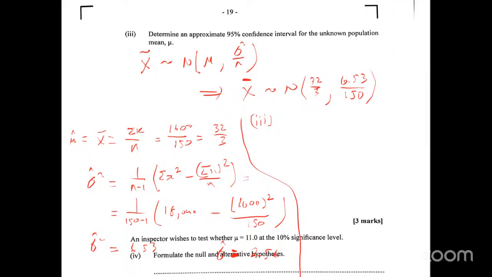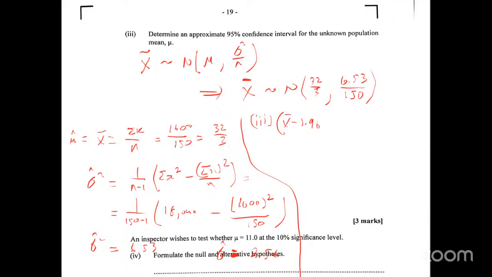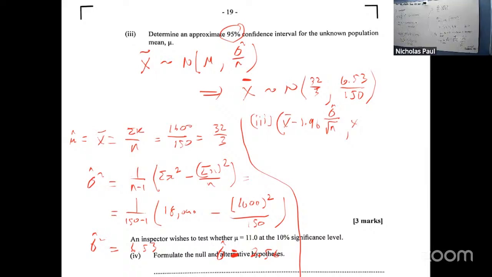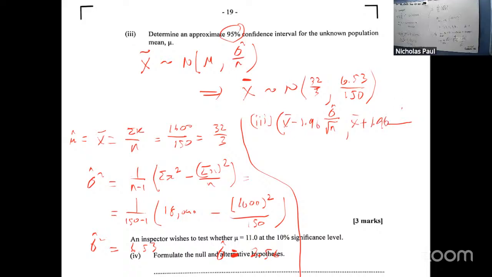X bar minus 1.96, why times 1.96? Because the confidence interval is 95%. Nice. And then using sigma all over root n. And then you plug in, you have X bar plus the same. Good. So X bar is what? Darian, what is X bar?